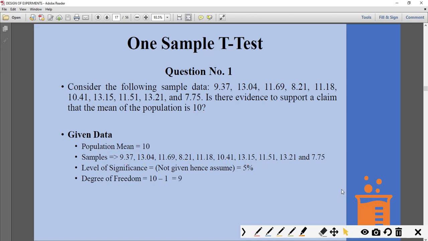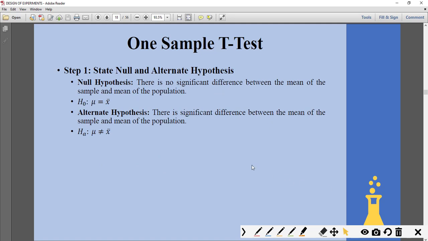Now, what is the first step that we have to do? The first step that we have to do in t-test is to write the null hypothesis and the alternate hypothesis. So what will be the null hypothesis? Always the null hypothesis for one sample t-test is that there is no significant difference between the mean of the sample and mean of the population. What does it mean? They have given us mean of the population is 10, mean of the sample we have to find out. Null hypothesis says that there is no difference between the mean of the sample and mean of the population. So x bar is equal to mu.